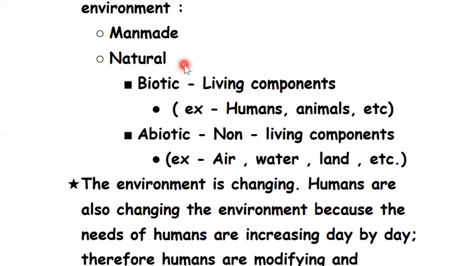Now, natural components of environment are further divided into biotic and abiotic. Biotic are the living components like humans and animals, while abiotic are the non-living components like air, water, land, etc.